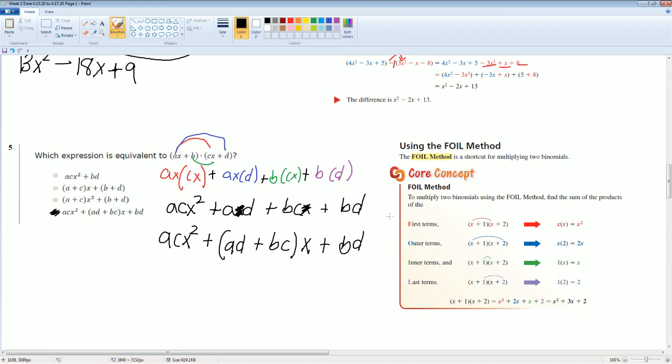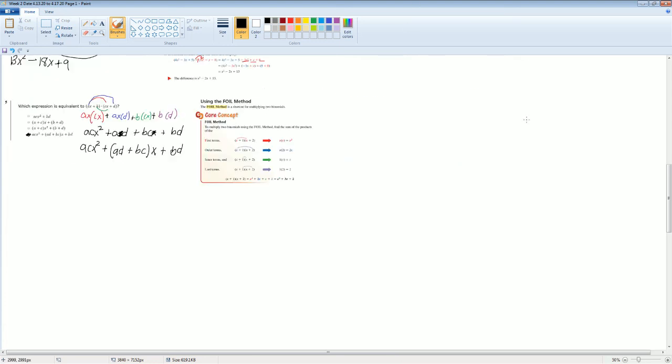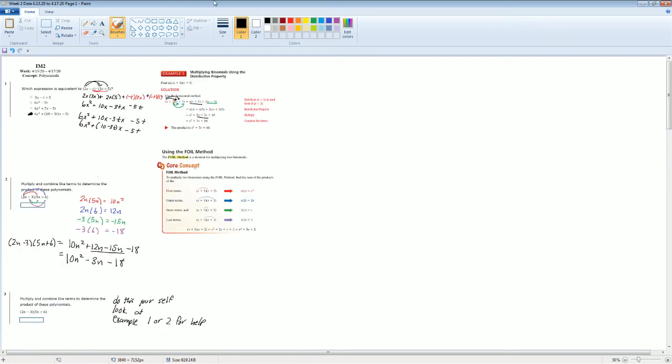There's just an extra step of when you combine these. All right, so there you go. That's it. These are all your solutions for the first page of week 2.